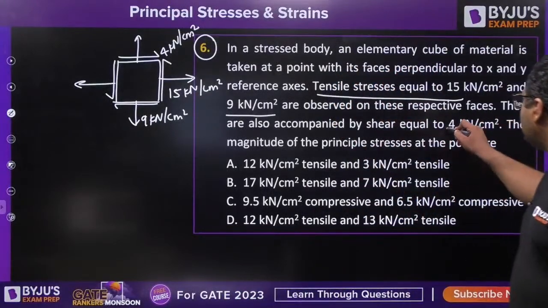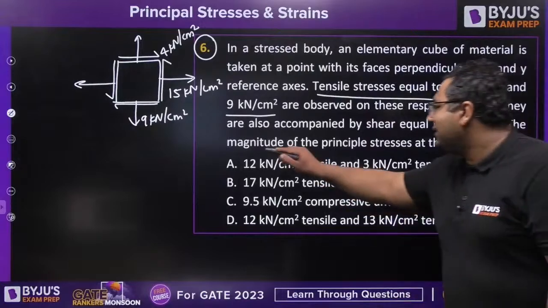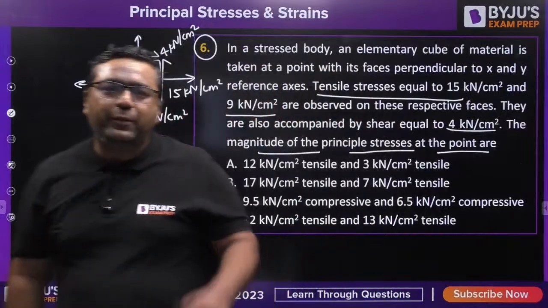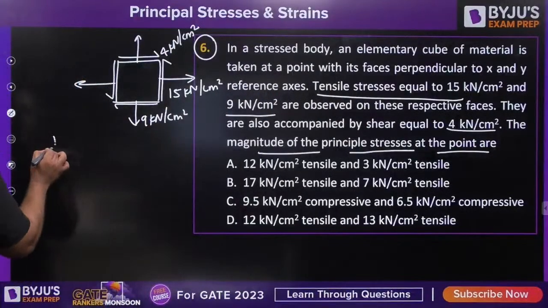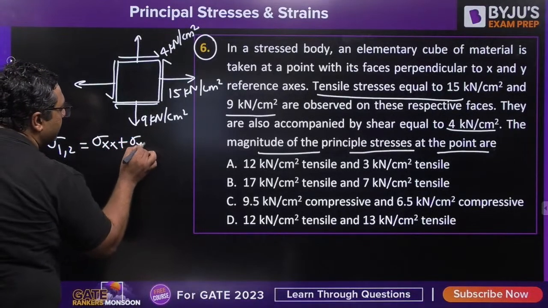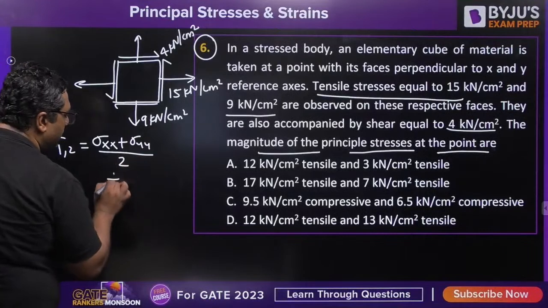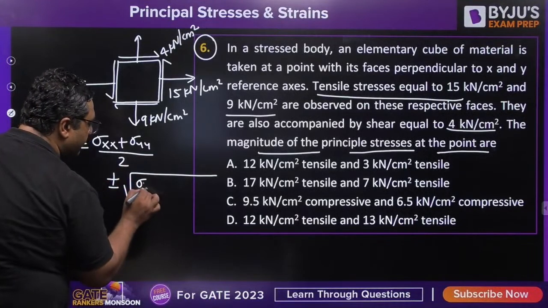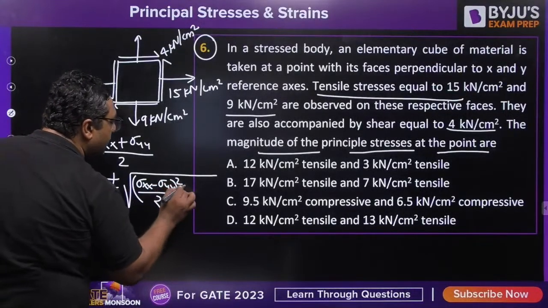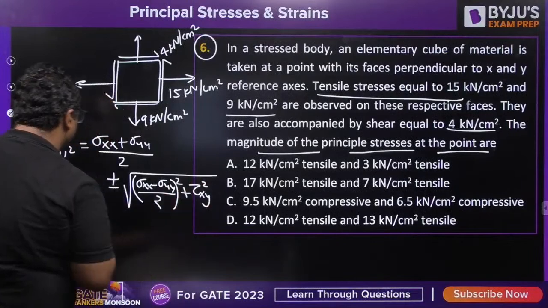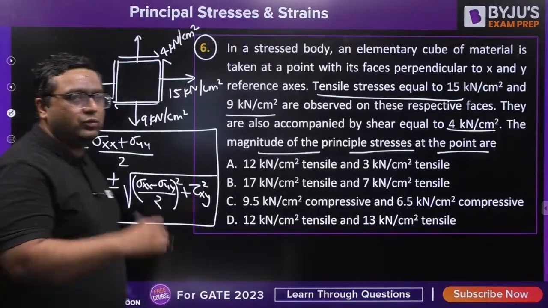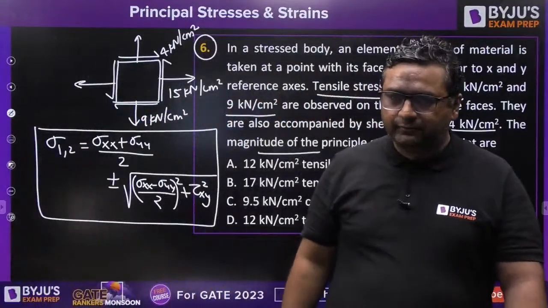So guys, shear is 4 kilonewton per centimeter square. The magnitude of principal stress at that point. I feel everybody would be knowing the formula. Sigma 1, 2 is (sigma xx plus sigma yy) by 2 plus minus square root of ((sigma xx minus sigma yy) by 2) whole square plus tau xy whole square. This is sigma 1 and sigma 2. Yes, solve it, guys.